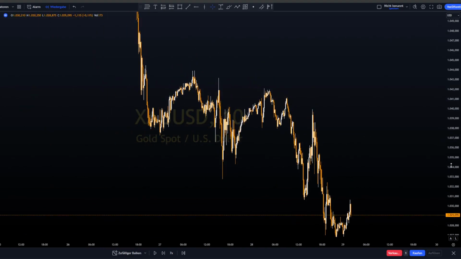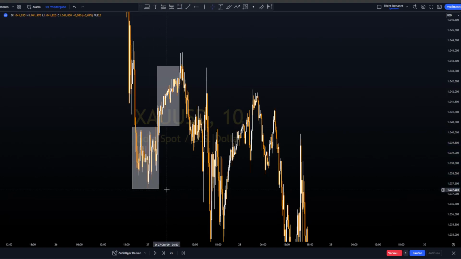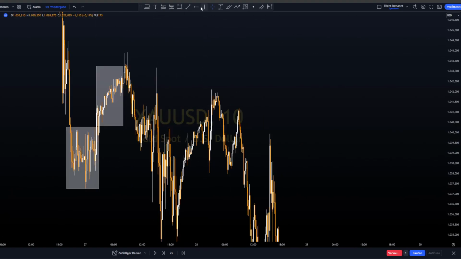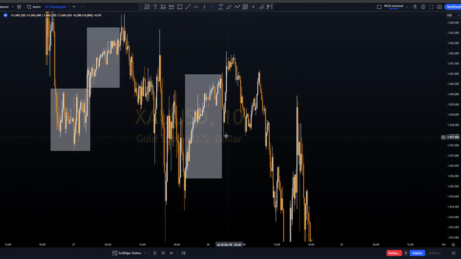What I mean is, these are healthy trends. These are unhealthy trends, yeah. Choppy, it's ranging. Healthy trends. It is easy to read them.